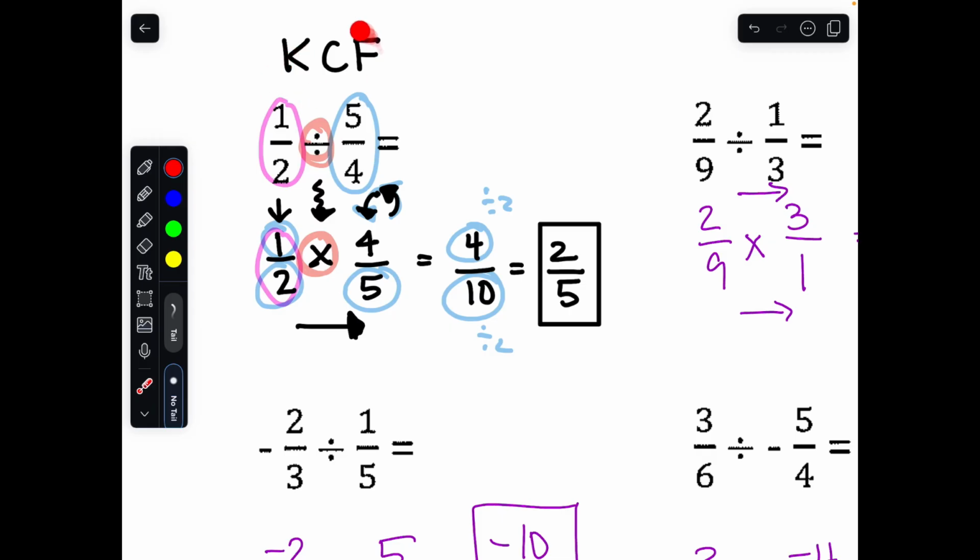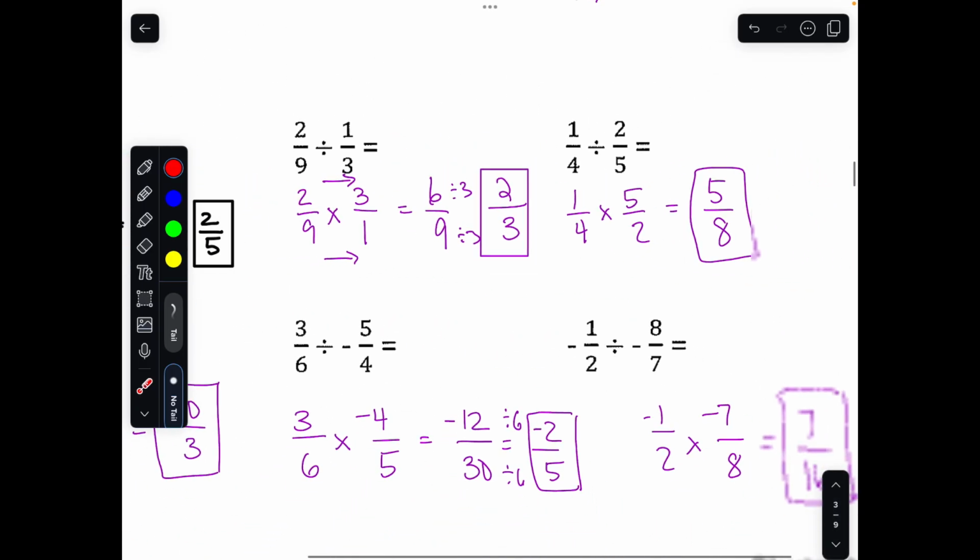So we have this little way to remember it: keep, change, flip. You keep the first fraction the same. You change the division sign to multiplication, and you flip the second. The technical term is called reciprocal, or I like to say reflipical, reminding us that we flip it upside down. And then again, we just multiply straight across and simplify if necessary.